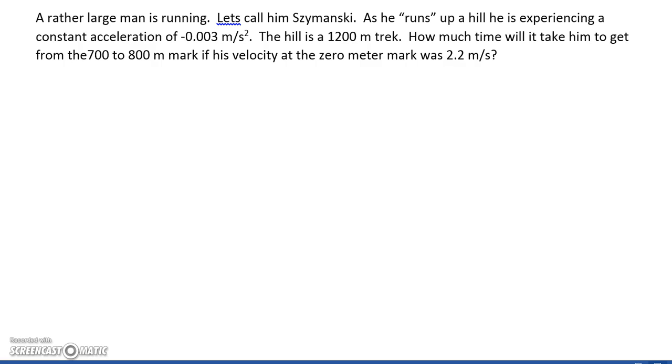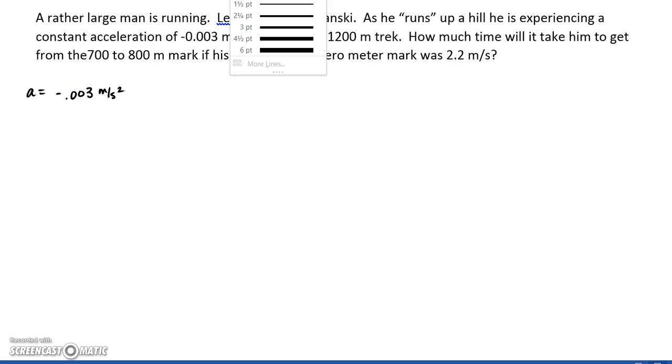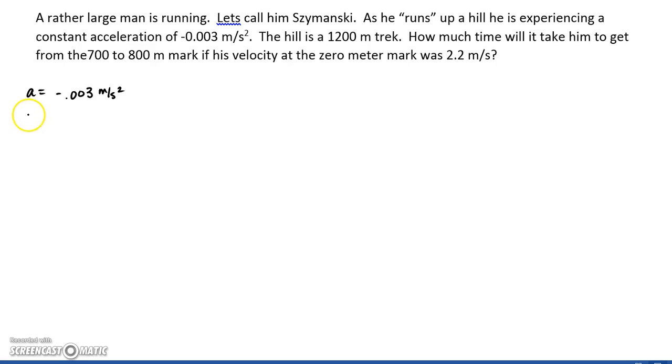All right, so first things first is trying to get our thoughts down on paper. So let's start with drawing some stuff. So let's see if I got the right pens picked out here. Sure, that works. So I'm going to list my givens. So my acceleration is negative 0.003 meters per second squared.